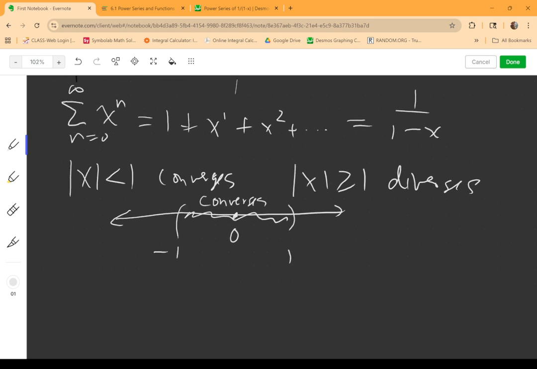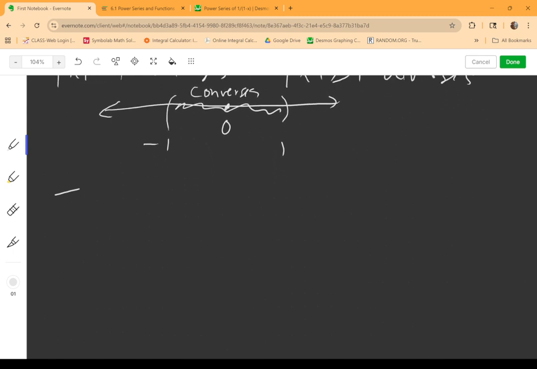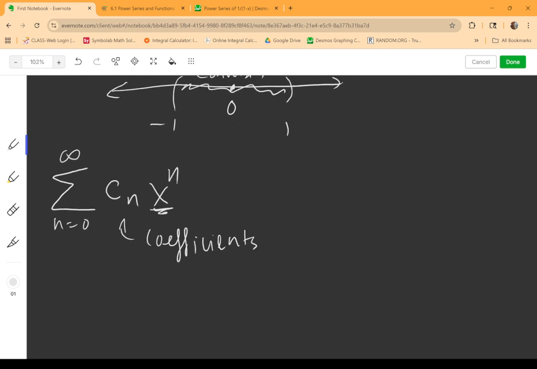Now, the most general power series that we'll be looking at are the ones where the defining aspect is these power functions, x to some positive exponent. And the c sub n are what are called the coefficients of my power function. All right, and they take on many forms here. Okay, so this will be the general form.